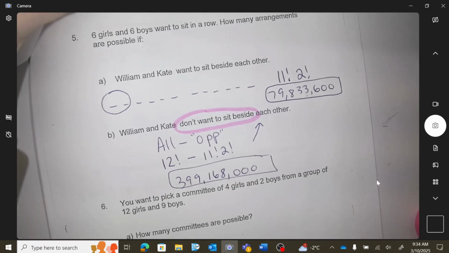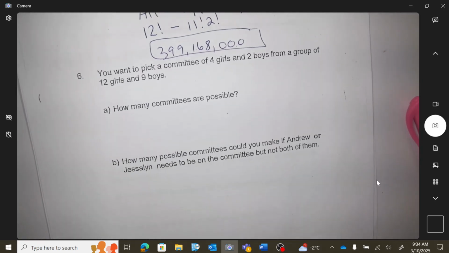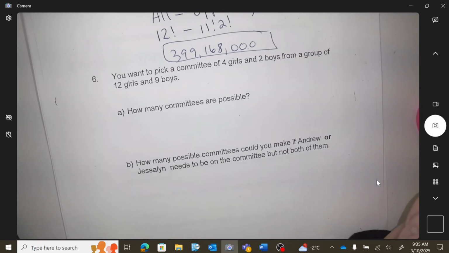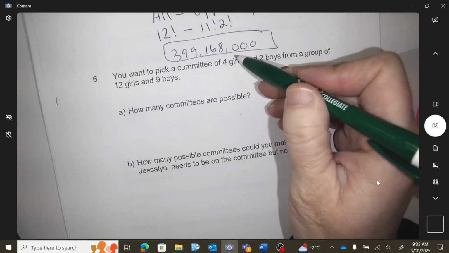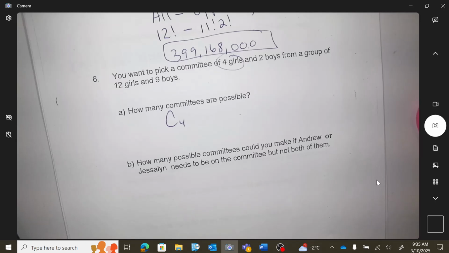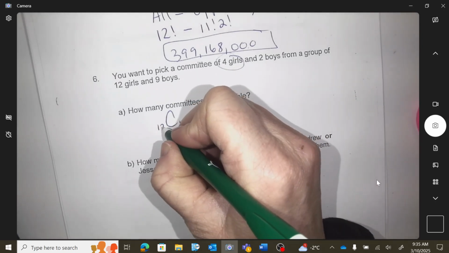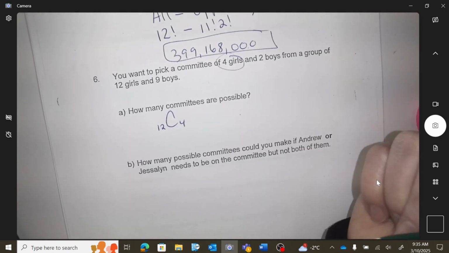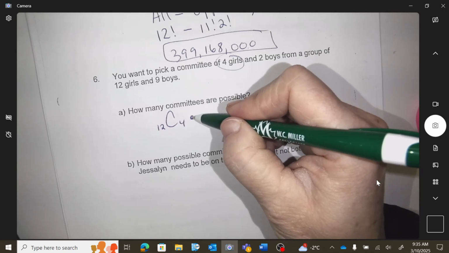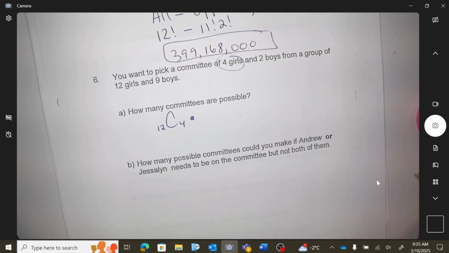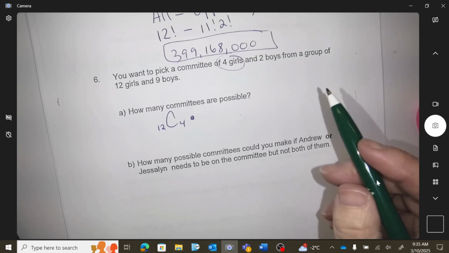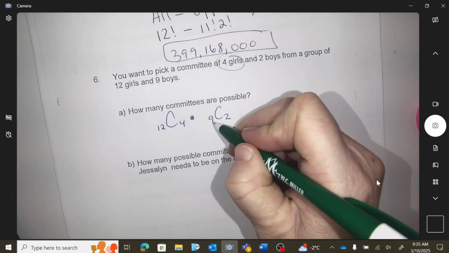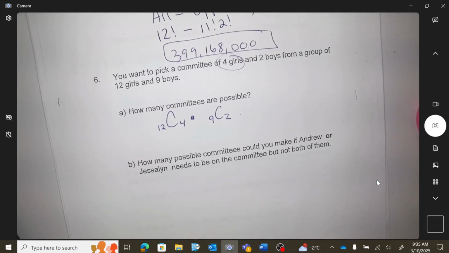Okay, question 6 is a committee thing. So you want a committee of 4 girls, 2 boys, and you have 12 girls and 9 boys to be picking from. So 4 girls, I need to choose 4 girls from my selection of 12. And I also, so that means I'm going to times, I also need to choose 2 boys from the 9 options.